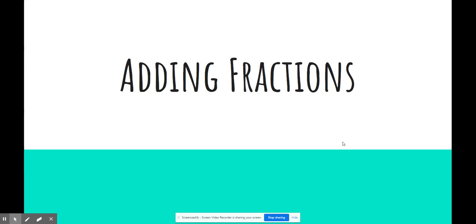Hey guys, this is week, I believe, 4 now, and we are starting with adding fractions. So this week we're going to be working on fractions. Today we'll be doing adding. On Thursday we'll be adding and subtracting.